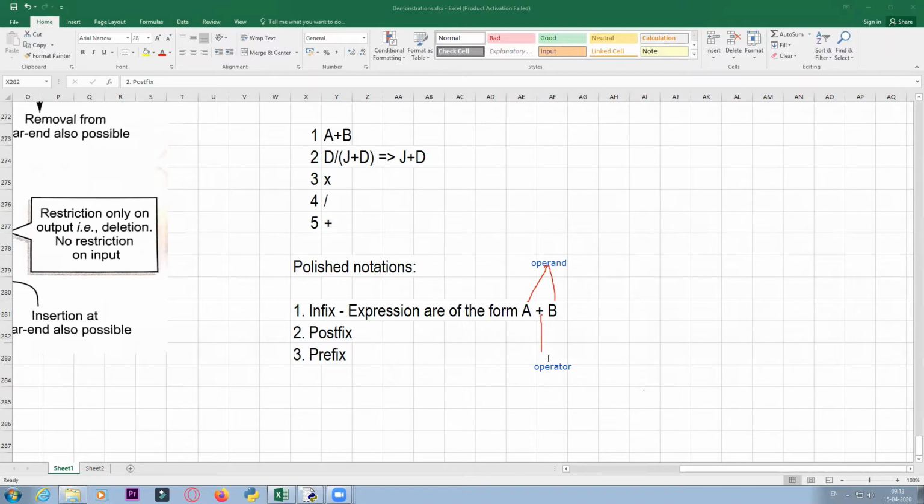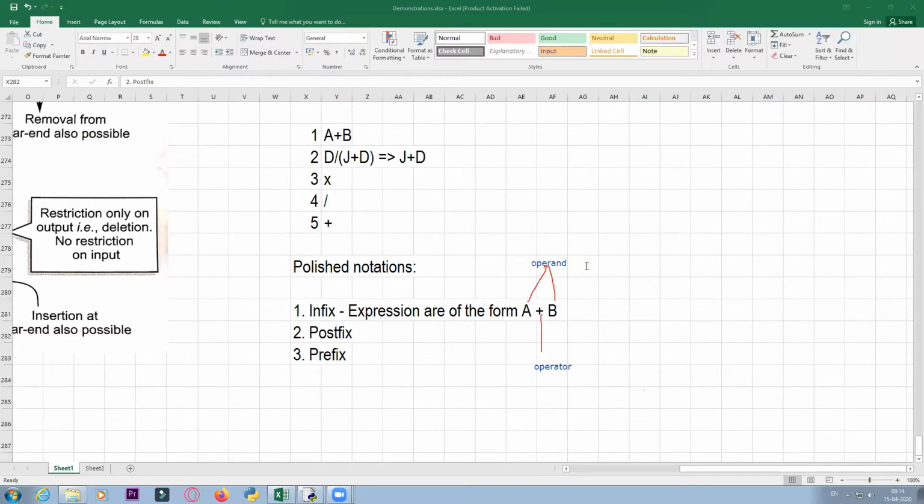Plus is the operator. So the operator lies in between the two operands. Okay, such kind of expressions are known as what? Infix expressions. Give some examples. Send me some examples of infix expressions through chat. What all infix expressions can you have?